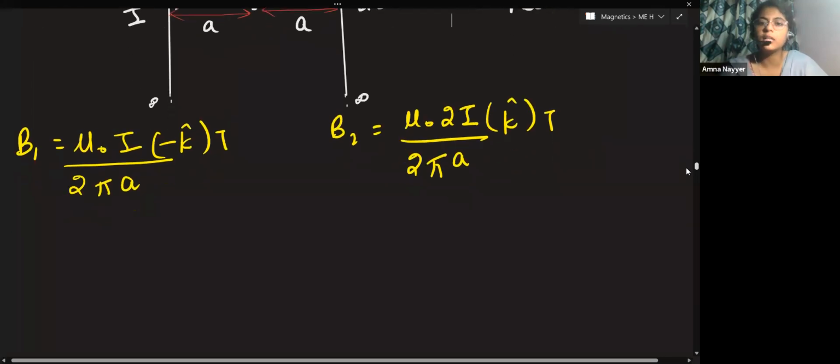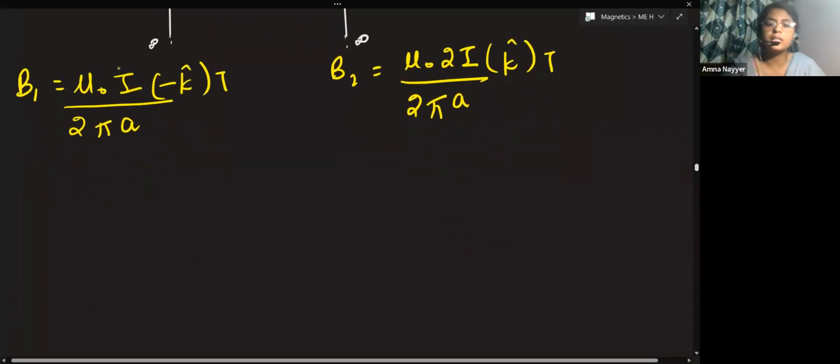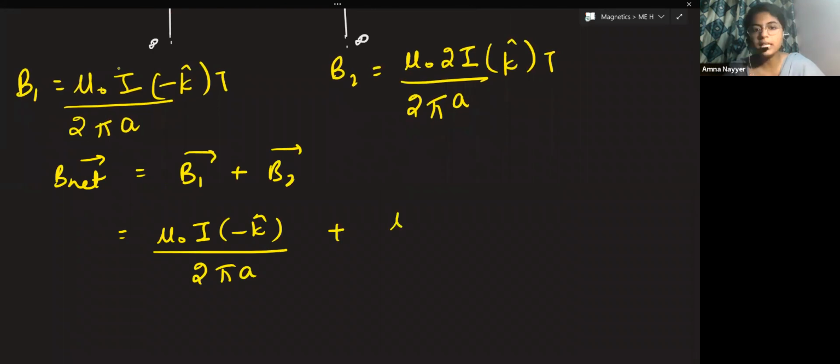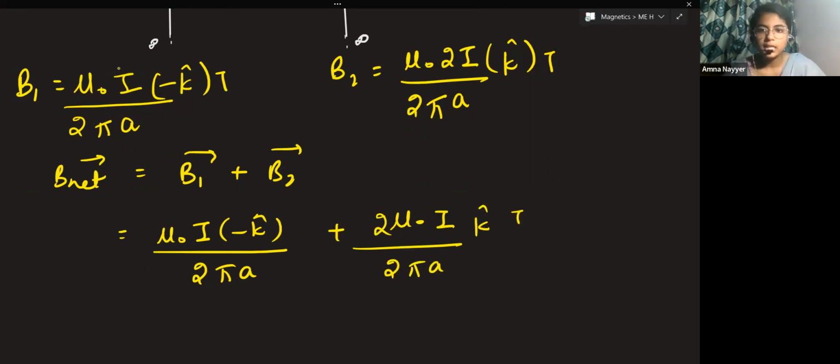B net will be what? B net will be the sum of all these. So B net magnetic field is the sum of the first and the second magnetic field. B1 is mu naught I minus k cap divided by 2 pi a, plus mu naught 2I divided by 2 pi a k cap, Tesla. This much it is.